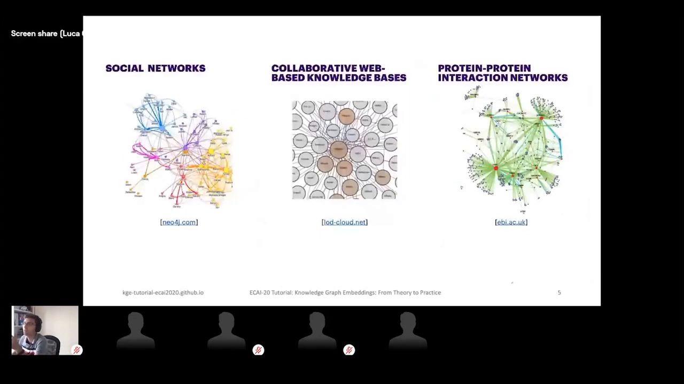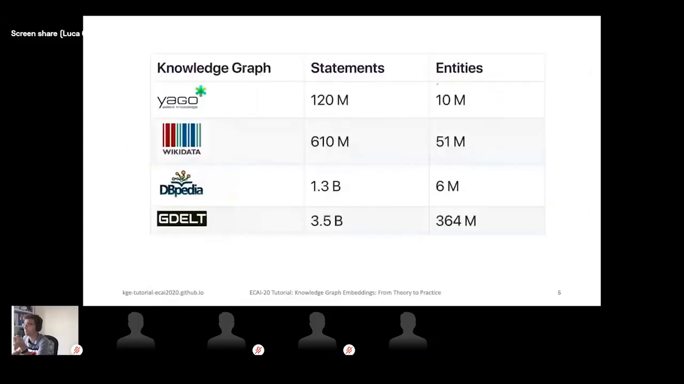Having said so, knowledge graphs are quite interesting for a number of applicative use cases, ranging from social networks to web-based collaborative knowledge bases like DBpedia, or in healthcare when trying to model protein-to-protein interaction networks and genetic information. So there's a wealth of knowledge graphs adopted in the literature, and a wealth of knowledge graphs available online.